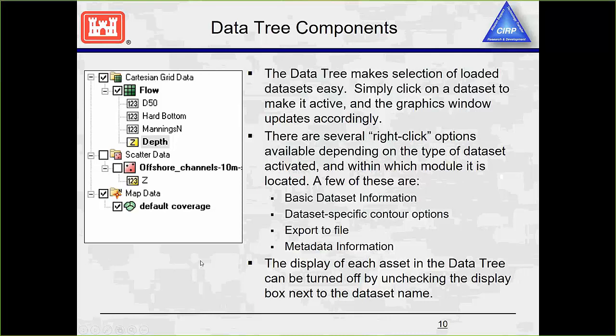So the data tree basically holds all of the data that we have loaded into SMS. You basically would just click on any of these data sets that show up, and then the graphics window would change accordingly. And then you can change through some other tools how the contours look and how the vectors look, things like that.